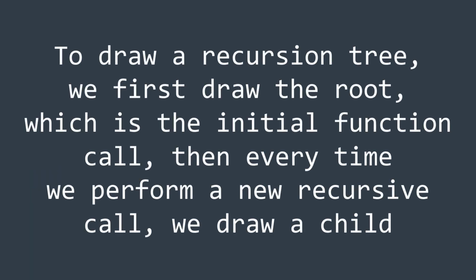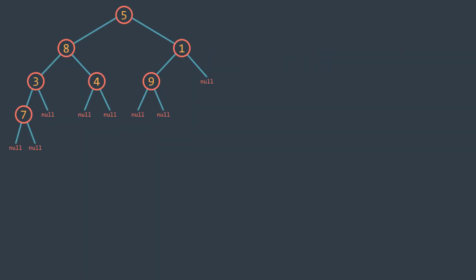To draw a recursion tree, we first draw the root, which is the initial function call, then every time we perform a new recursive call, we draw a child. An example is better to understand, so let's take our tree sum example, and let's draw the recursion tree. The initial function call is performed on the root, the node that contains the value 5. So in our recursion tree, the root contains the function name and the parameters of that call, the node with value 5 here. You don't necessarily need to write the function name by the way, you can just put the parameters, it's as you want.